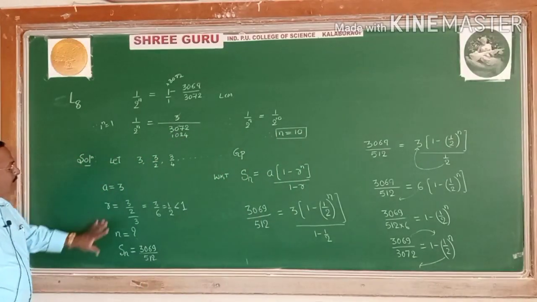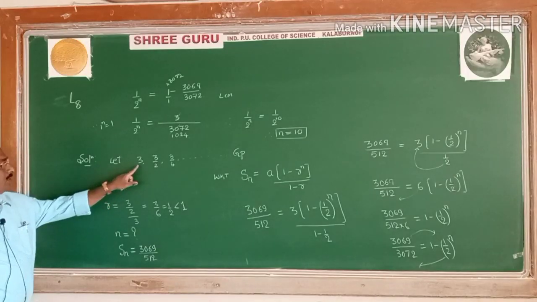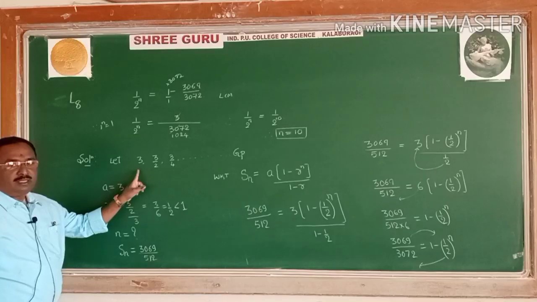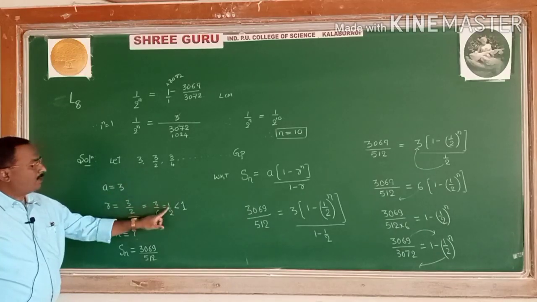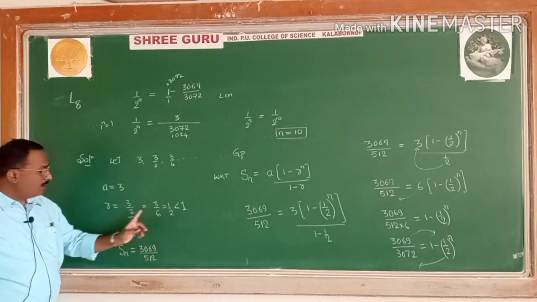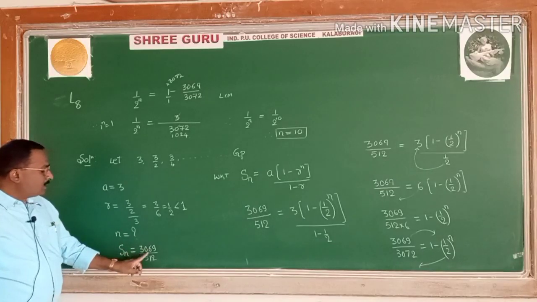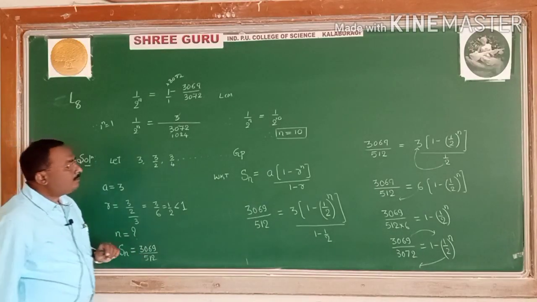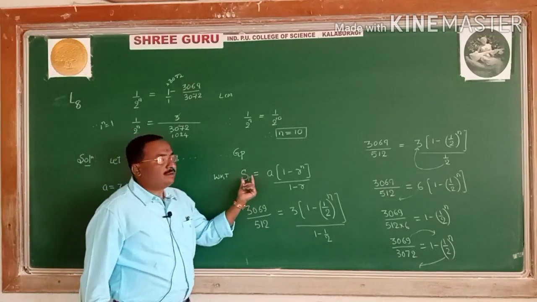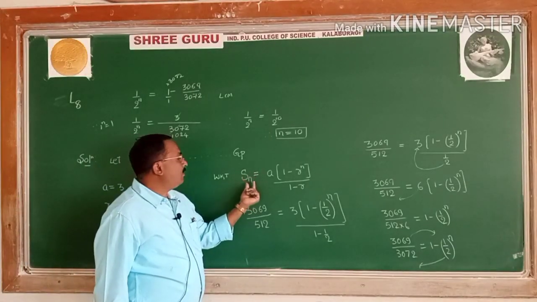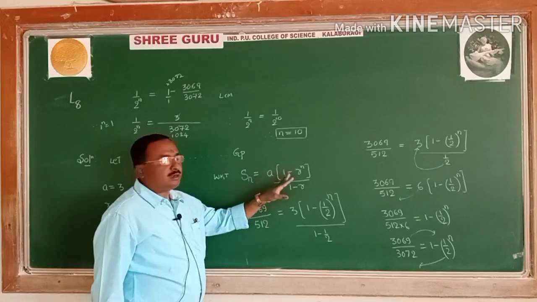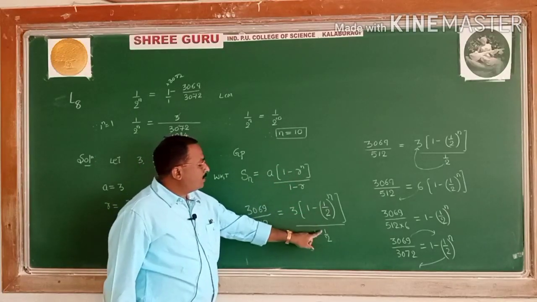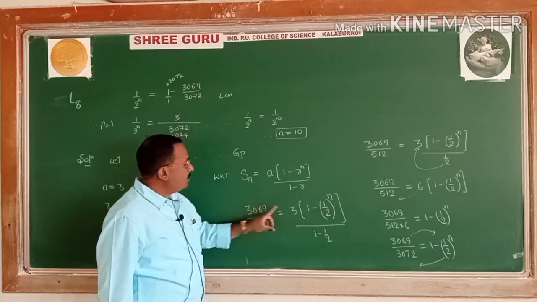Any doubt? This is A is equal to 3, R is any term divided by previous term, GP form 1 by 2, always less than 1. Sn is equal to 3069 divided by 512, n equal to what? We know that the Sn formula is what? A into 1 minus R to the power n divided by 1 minus R. R value is 1 by 2. This is Sn, this is A.